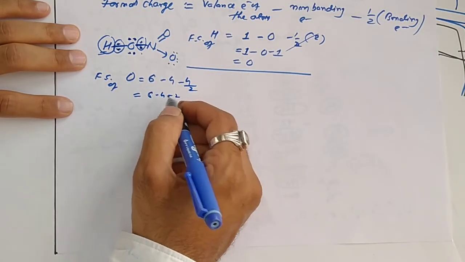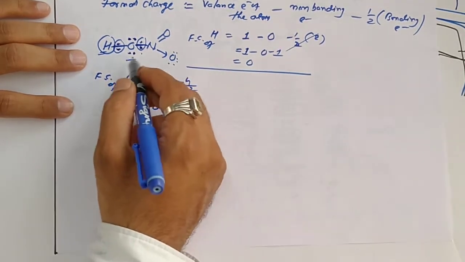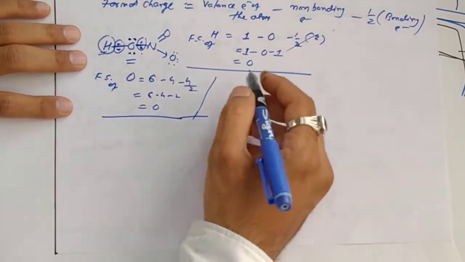So 6 minus 2 minus 2, so 0. So here there is no formal charge over the oxygen atom.